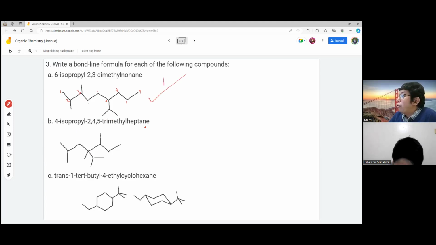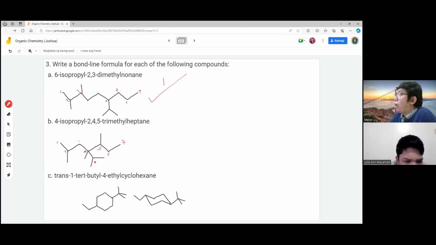For letter B, your longest chain is heptane. So this will be 1, 2, 3, 4, 5. This is 6, and then this is 7 position. So at carbon 2, 4, and 5, you have the methyl groups 2, 4, and then 5th. Okay, check. And then at carbon 4, you have daw then isopropyl.